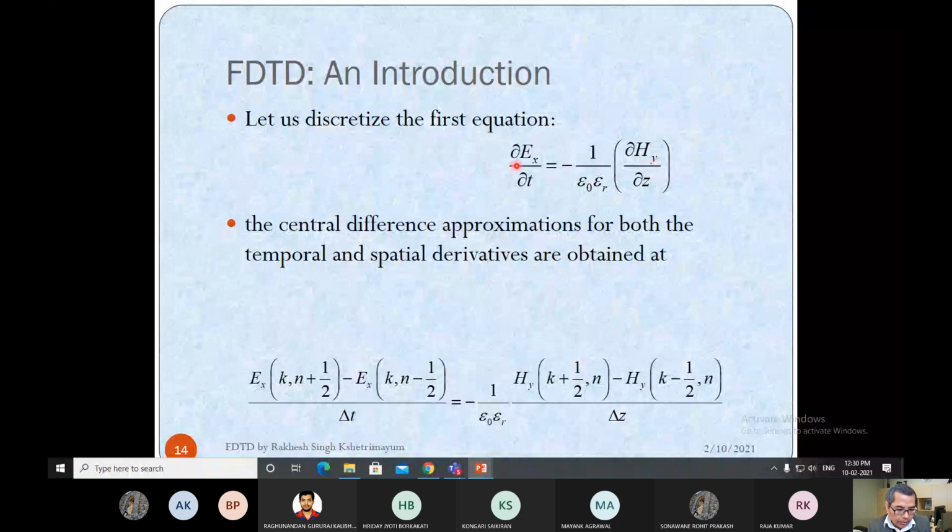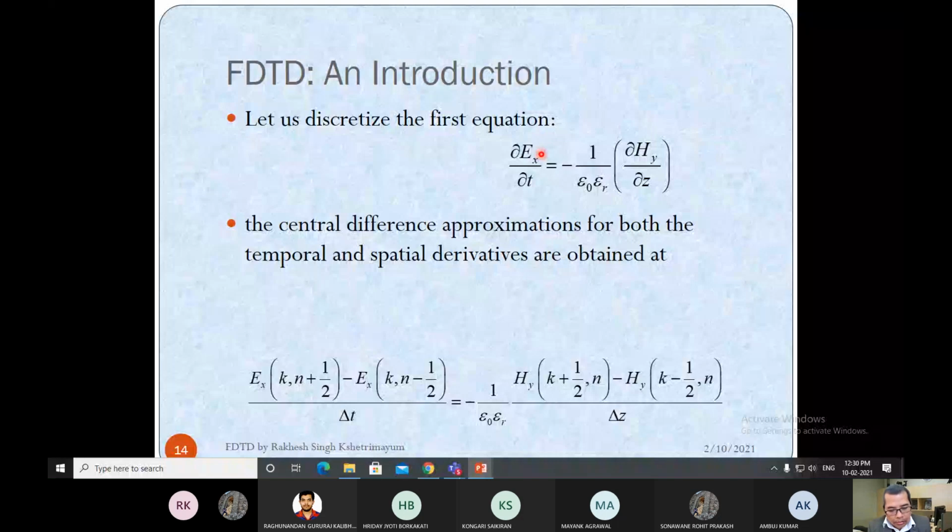That's why we have a partial derivative here. This is a partial derivative with respect to time, and this is a partial derivative with respect to z. But if you look at the functions themselves, Ex and Hy, they both depend on space and time. What is the running index for space? Space is k, and the running index for time is n.